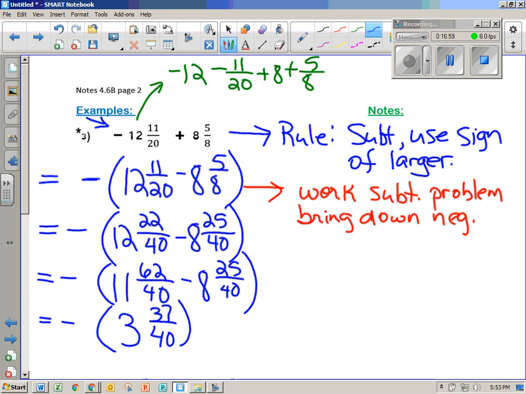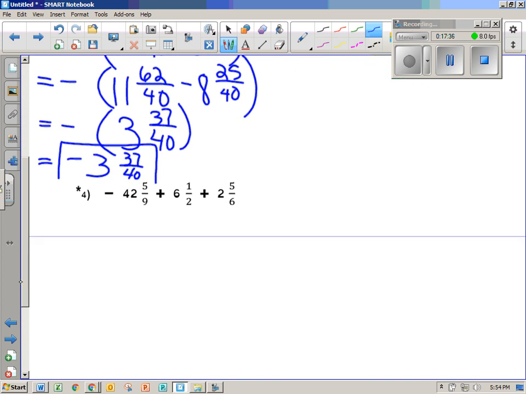I don't want to stop and leave my answer with the negative outside of parentheses, so it is important to go ahead and drop it off. I just don't like to drop it off until the very end. So negative 3 and 37 40ths. And again, you'd still get there if you worked this problem the other way, and some people might find that better. That's up to you. I'll let you play around with that and see me if you try it and you run into some trouble. All right, let's keep going.